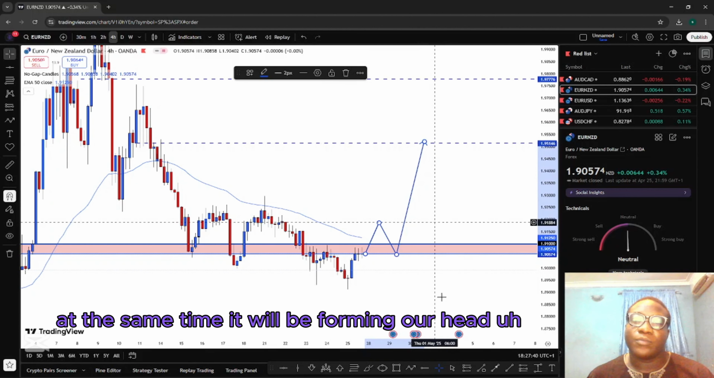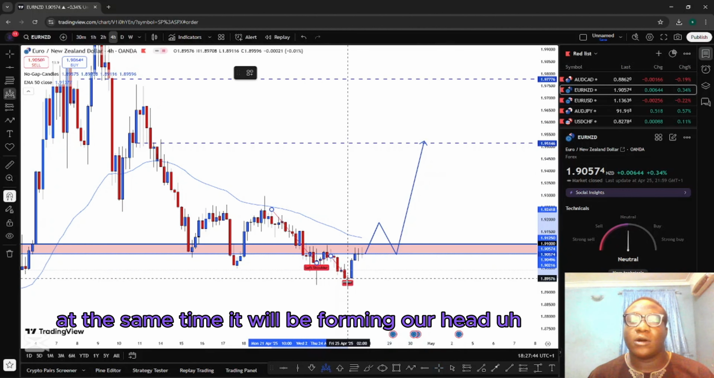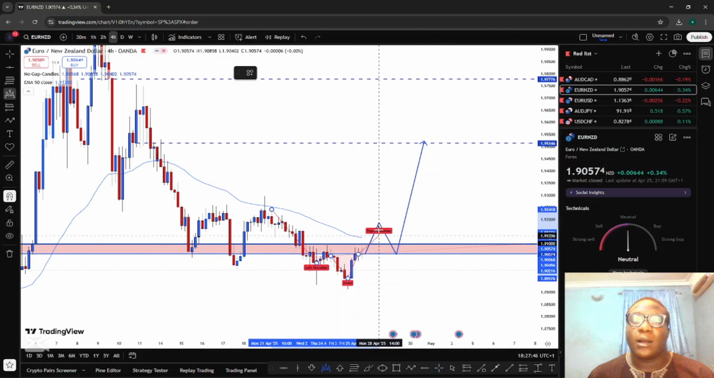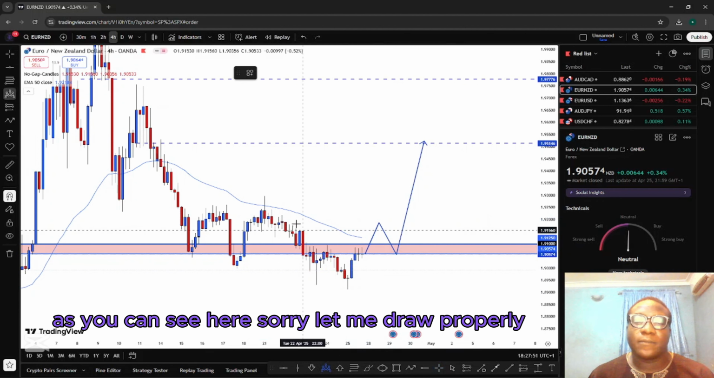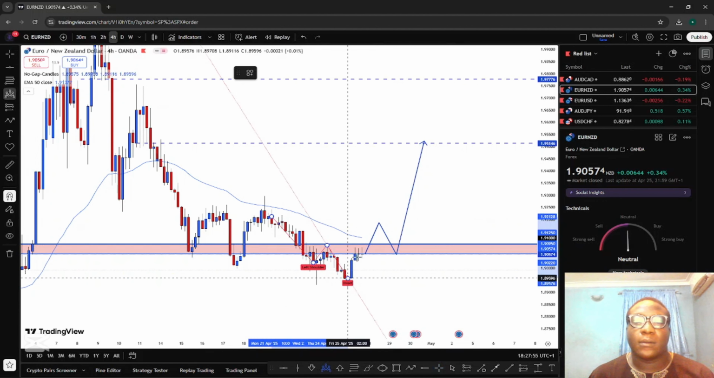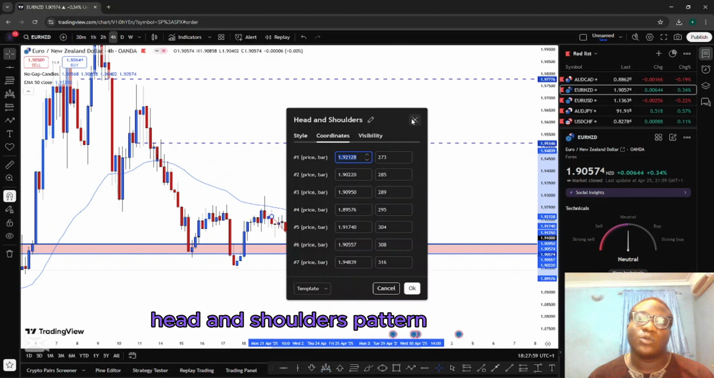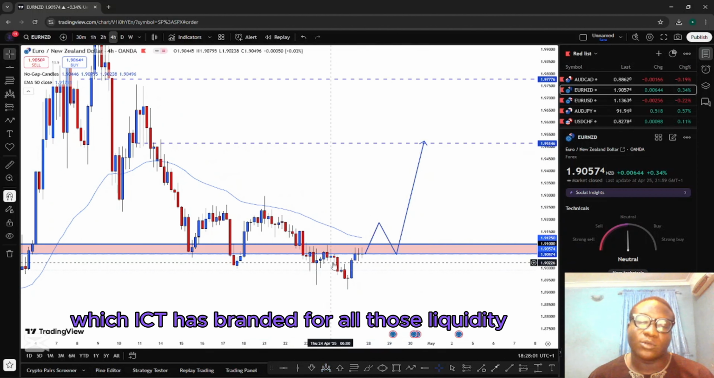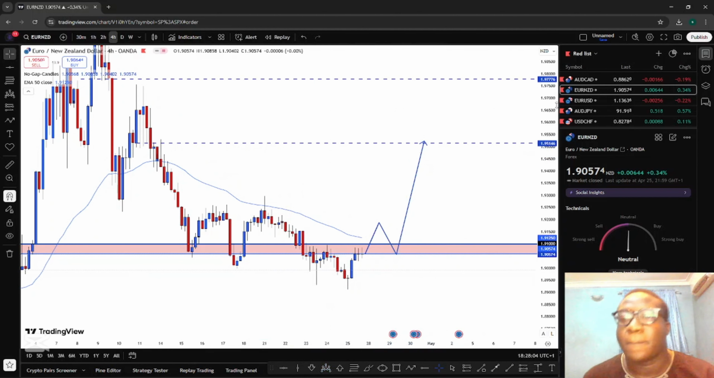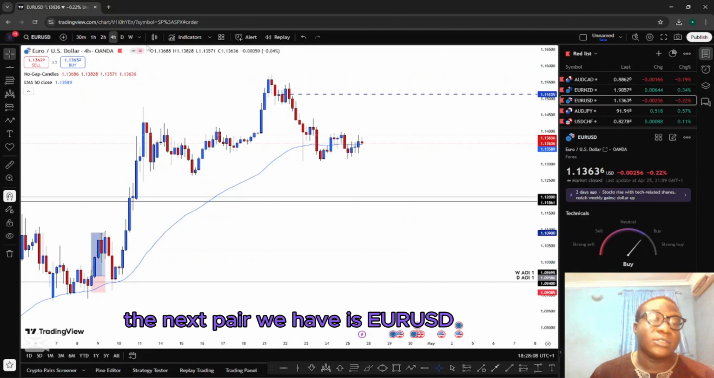At the same time, it will be forming a head and shoulders pattern. As you can see here, sorry, let me draw it properly. Head and shoulders pattern, which ICT has branded for all those liquidity sweep and all those things. The next pair we have is EUR/USD.